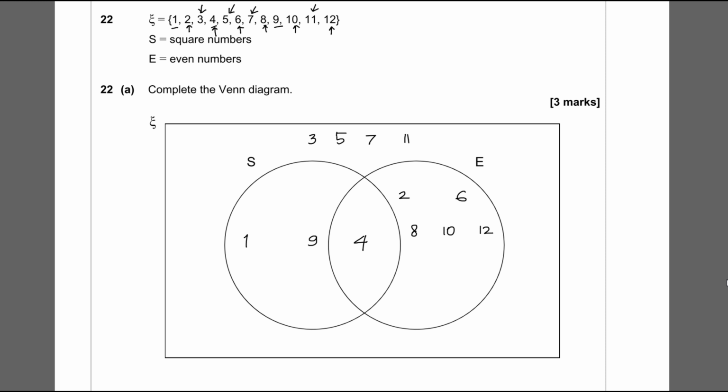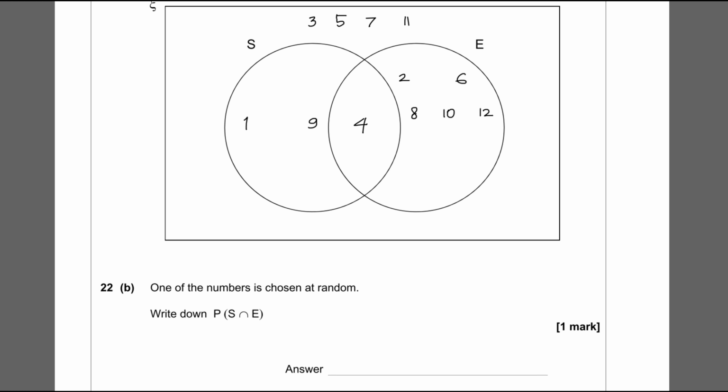Let's continue with the second part. One of the numbers is chosen at random. Write down the probability. So P is for probability, S intersection with E. The intersection between S and E is the one here, so it has only one number. Now the probability that we choose 4 out of everything else is 1 number divided by all the possibilities. We have 12 possibilities, so the probability will be 1 out of 12. So that's it.